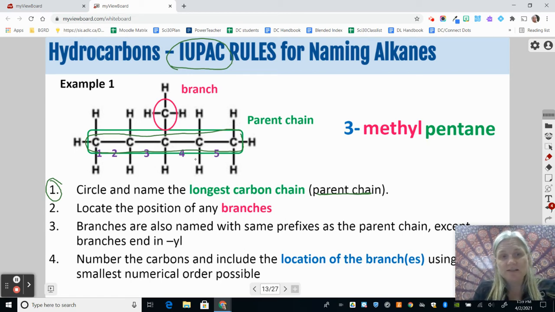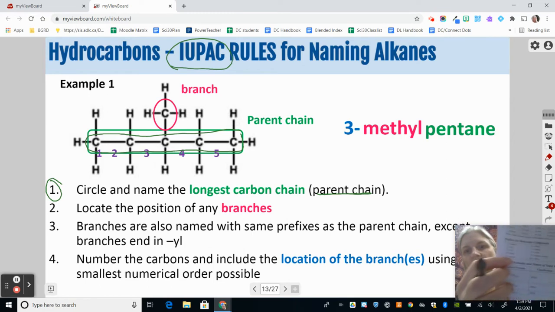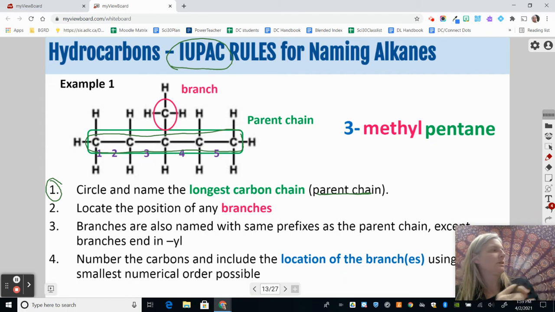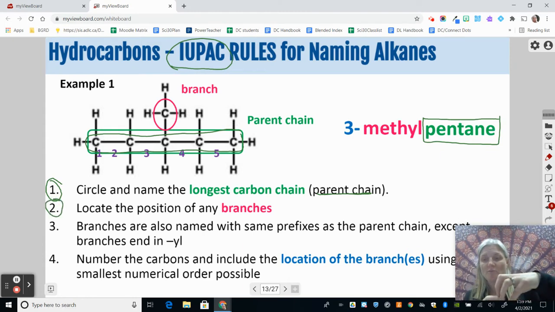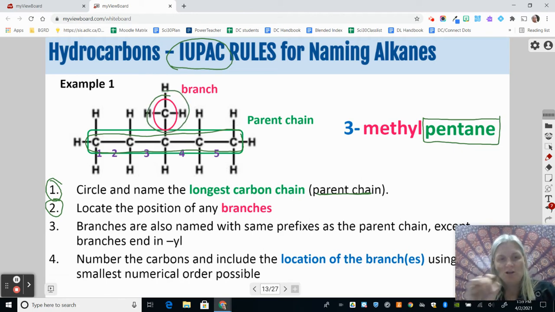A carbon chain that has 5 carbons in it, if you look in your data booklet, you'll see a 5 carbon chain is called pent, or pentane. Because it's all single bonds, we call it pentane. So we name that carbon chain first. Step 2: locate the position of any branches. Branches are any carbon chains coming off of this main parent chain. And you'll see here is a branch with 1 carbon and 3 hydrogens.